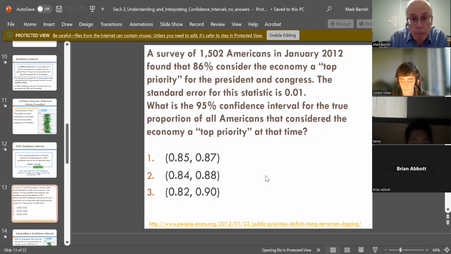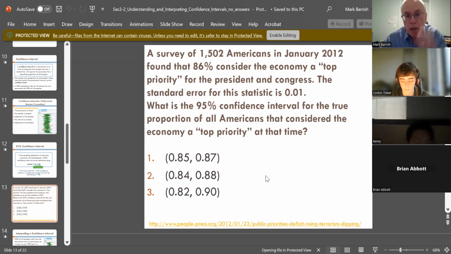And here's an example where they're saying that the sample size for a survey is 1,502 Americans. 86% of these Americans answered a question in the survey, and they considered the economy top priority for President and Congress. That means 14% did not. And the standard error for this statistic is 0.01. So that is the standard deviation of the sampling distribution, 0.01.